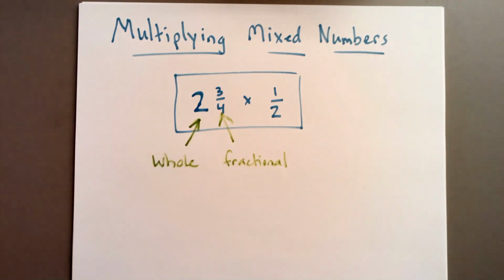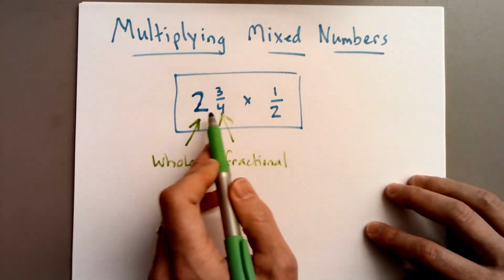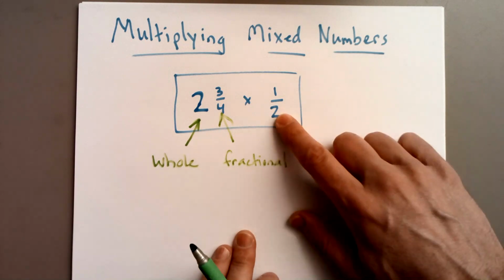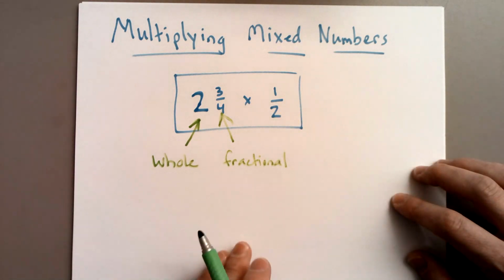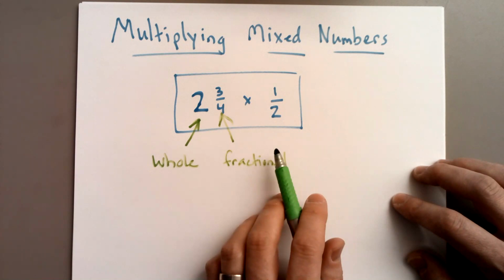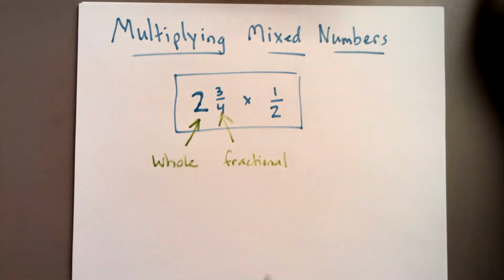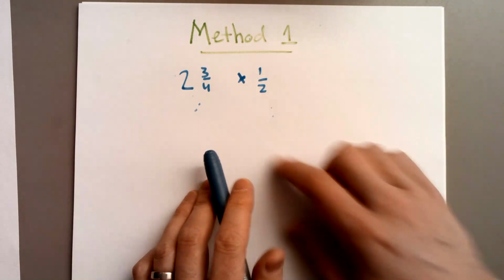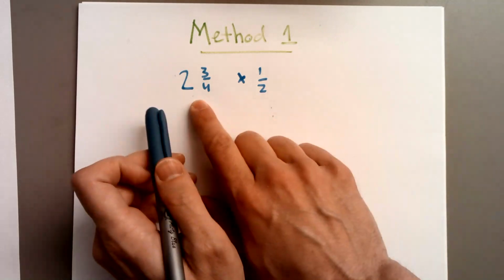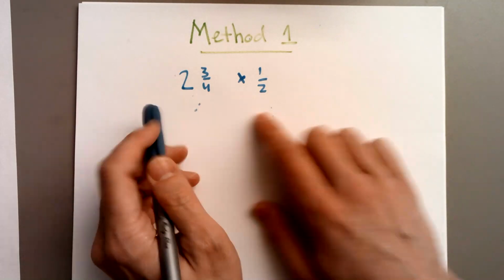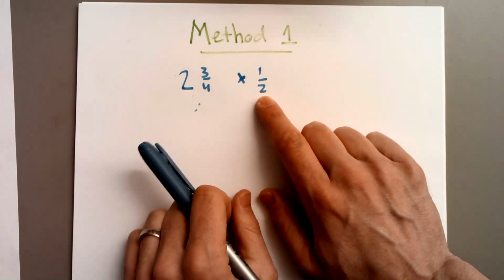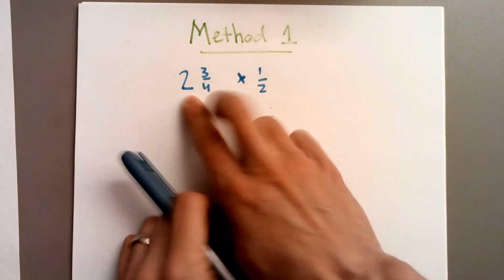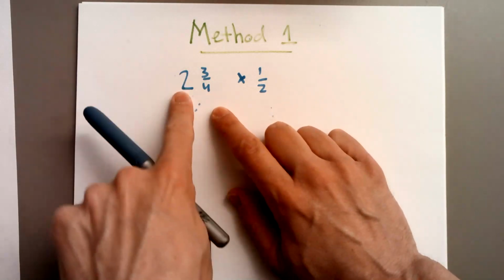a fractional part. So when multiplying a mixed number by a fraction or another number, there are two methods that you can use, and I'll show you both of those methods today. First, method one. When you're multiplying a mixed number, you have to multiply this factor by both parts of the mixed number. It is a mix, so it has a whole and a fractional part.